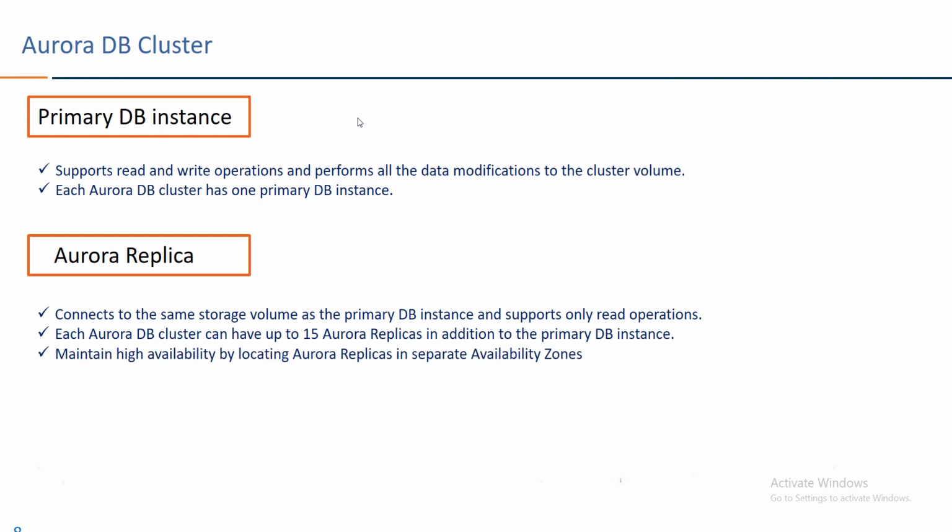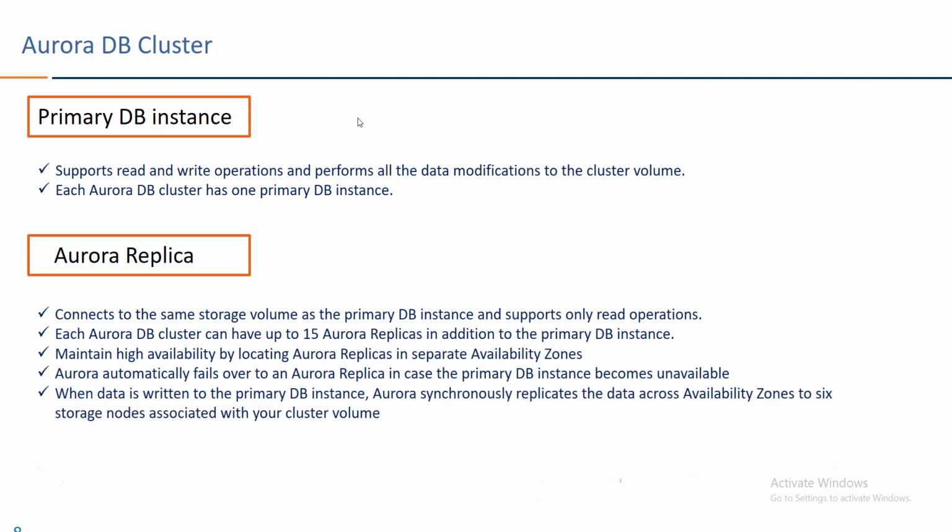Maintain high availability by locating Aurora replicas in separate availability zones. So even if the whole availability zone fails, your database or cluster will still be up and your application will still have access. So highly available, highly scalable. Aurora automatically fails over to an Aurora replica in case the primary DB instance becomes unavailable. When data is written to the primary DB instance, Aurora synchronously replicates the data across the availability zones to the 6 storage nodes associated with your cluster volume.